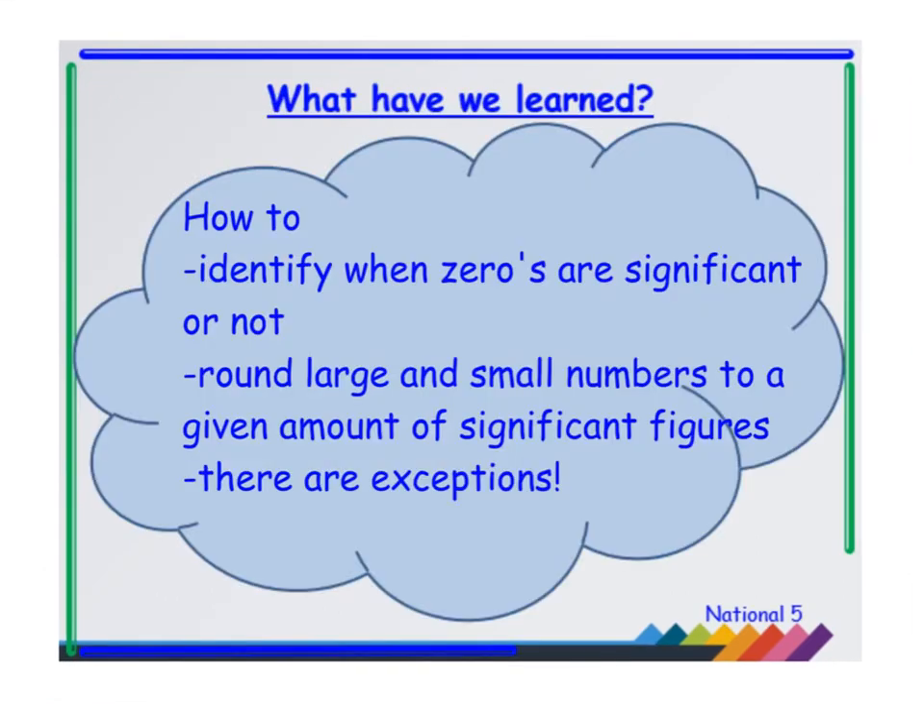So what have we learned? Hopefully we've learned how to identify when zeros are significant or not. We've learned to round large and small numbers to a given number of significant figures. And we have also learned there are exceptions. There are certain numbers that, following the rules, to 2 or 3 significant figures technically only look like they've got 1. Okay? So good luck.